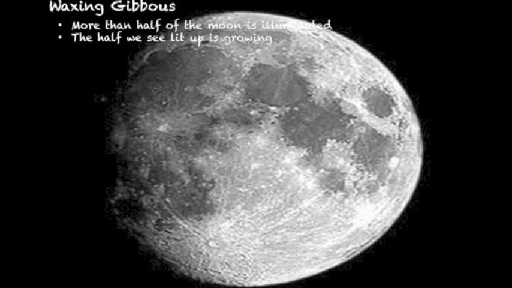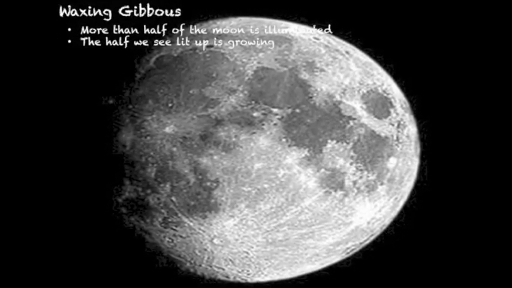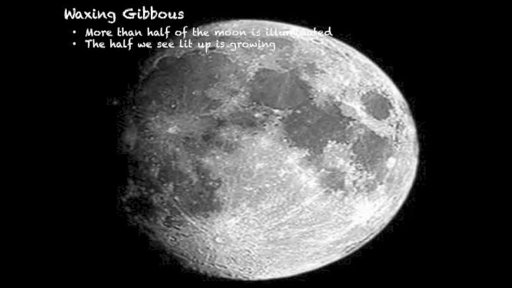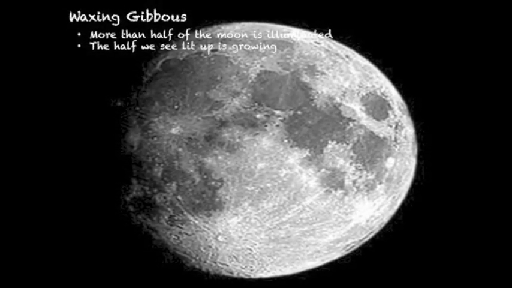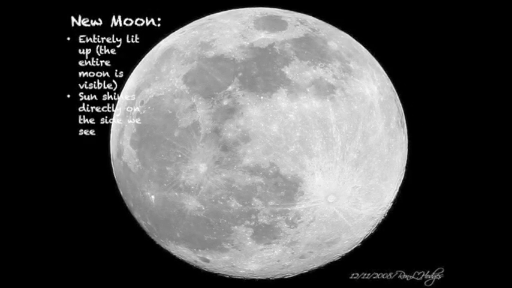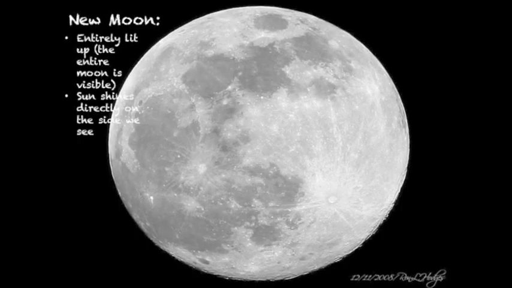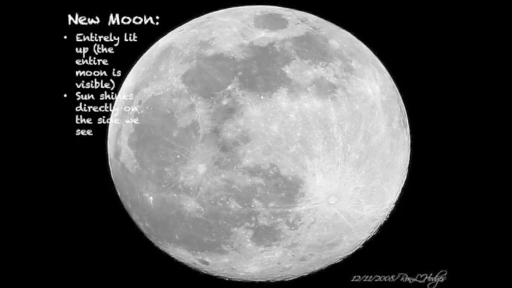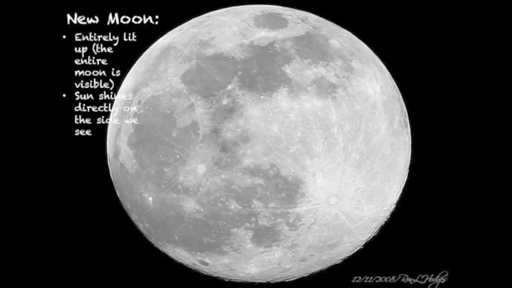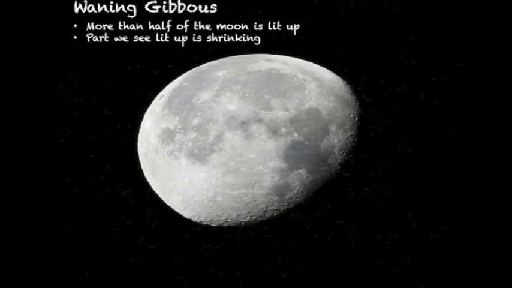After first quarter, we have waxing gibbous. This is when more than half of the moon is illuminated, and the half we see lit up is continuing to grow. After we see the new moon, this is when the moon seems to be entirely lit up. The whole moon is visible, and this is when the sun is shining directly on the side that we see from Earth. After, we start to see the waning gibbous.